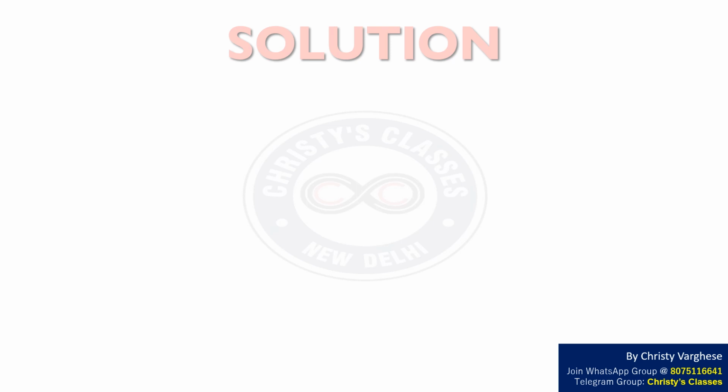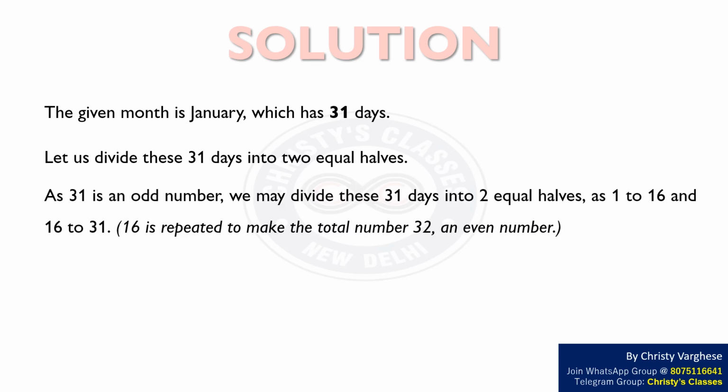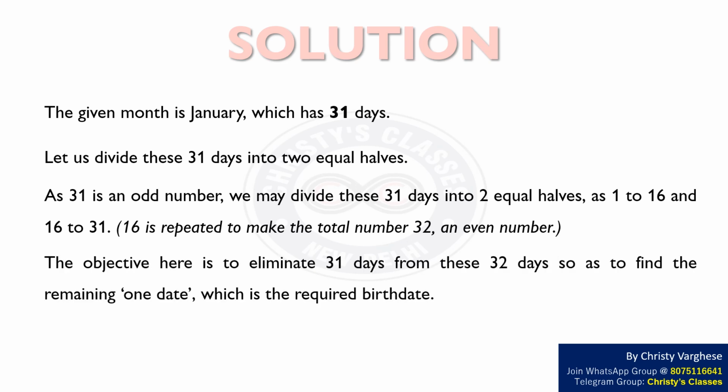Solution. The given month is January, which has 31 days. Let us divide these 31 days into two equal halves. As 31 is an odd number, we may divide these 31 days into two equal halves as 1 to 16 and 16 to 31. 16 is repeated to make the total number 32, which is an even number. The objective here is to eliminate 31 days from these 32 days so as to find the remaining one date, which is the required birth date.